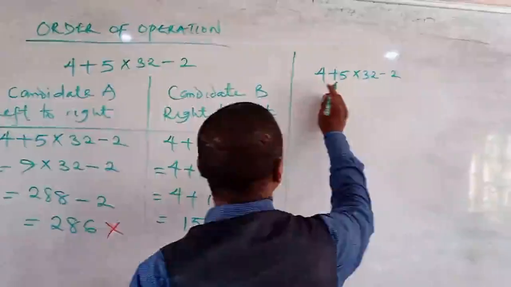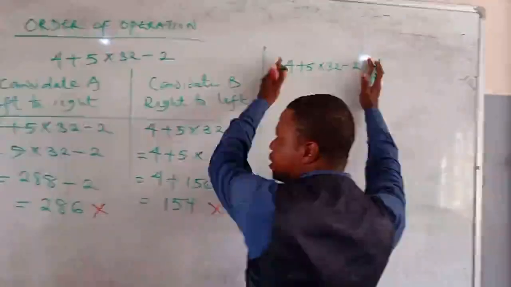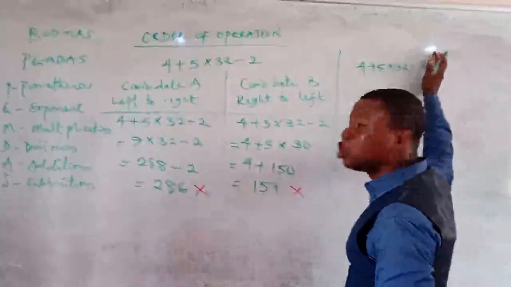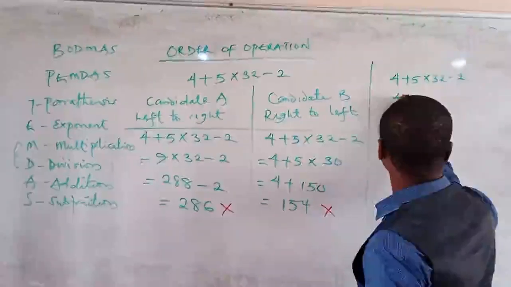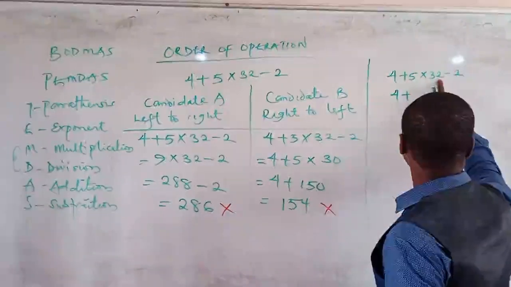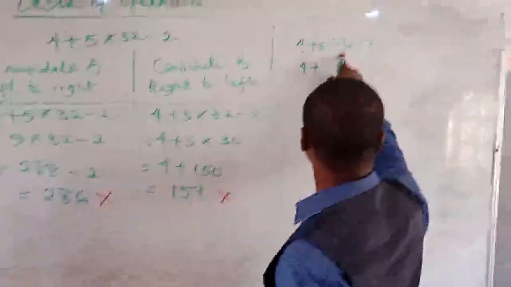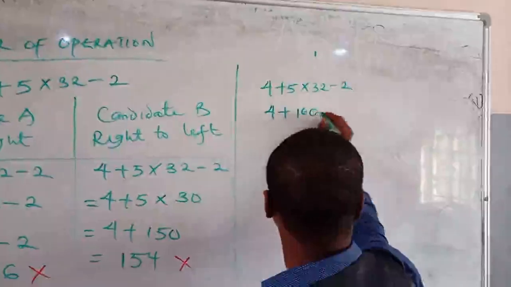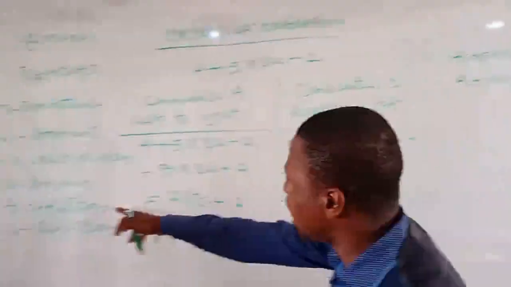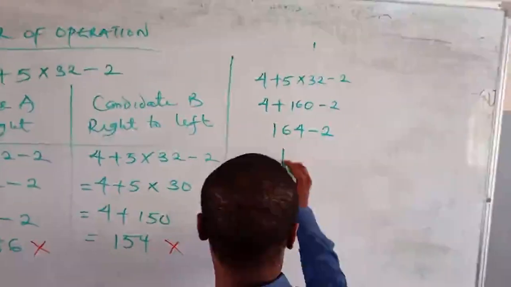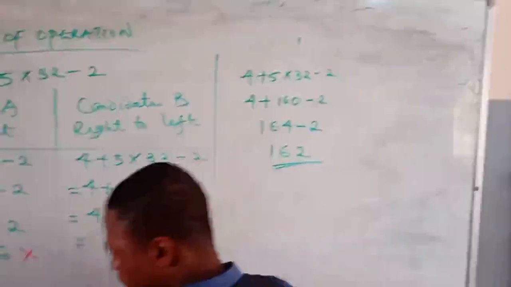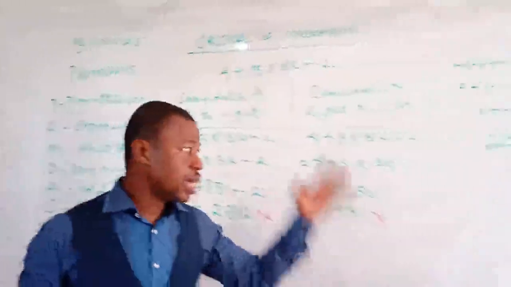So for this, we have parentheses, there is no bracket here. We have exponent, there is no power here. We have multiplication, and that is what we are going to do first. So this is going to be 4 plus 5 times 2, that is 10. Keep 1. 5 times 3, that is 15, plus 1, that is 16, minus 2. Then followed by division, we don't have division here. Then addition, 4 plus 160, that is 164, minus 2. Then the last one we have subtraction. 164 minus 2 will give us 162. And here is the correct answer to that expression.